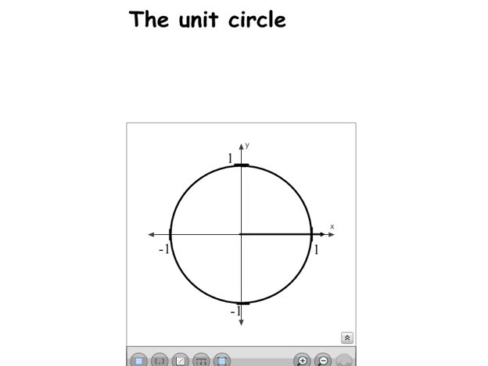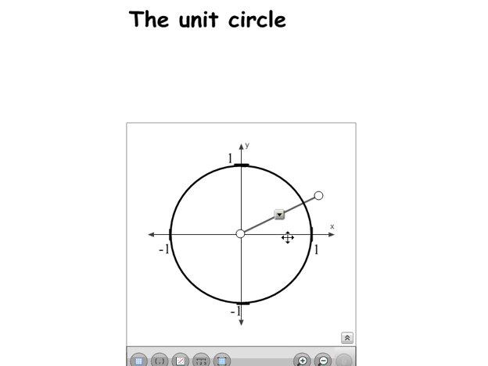Let's move on. Let's talk about the unit circle. So the unit circle has a radius of 1 unit. So here's the radius. It's 1 unit. And its center is at the origin of the coordinate plane. So here's the center. It's at the origin at 0, 0. Now, what's so important about the unit circle? Well, points on the unit circle are related to periodic functions, more specifically to the cosine and the sine of theta.